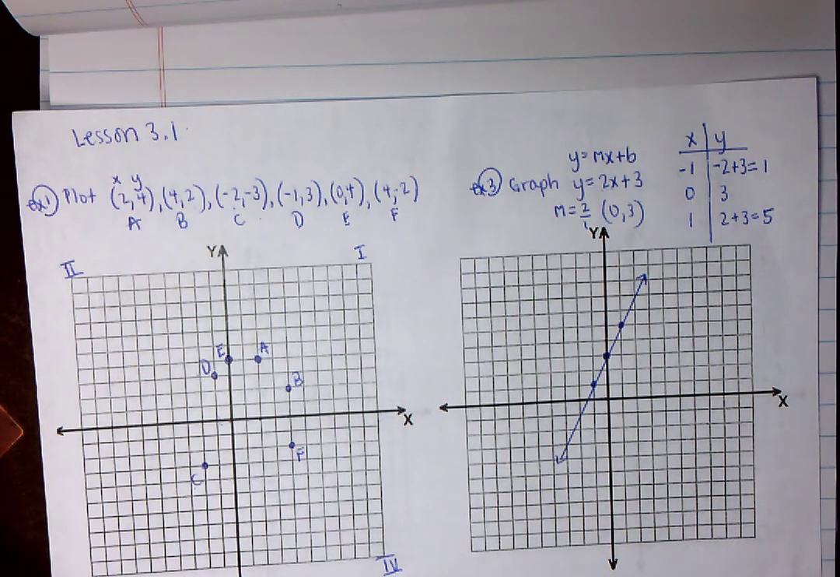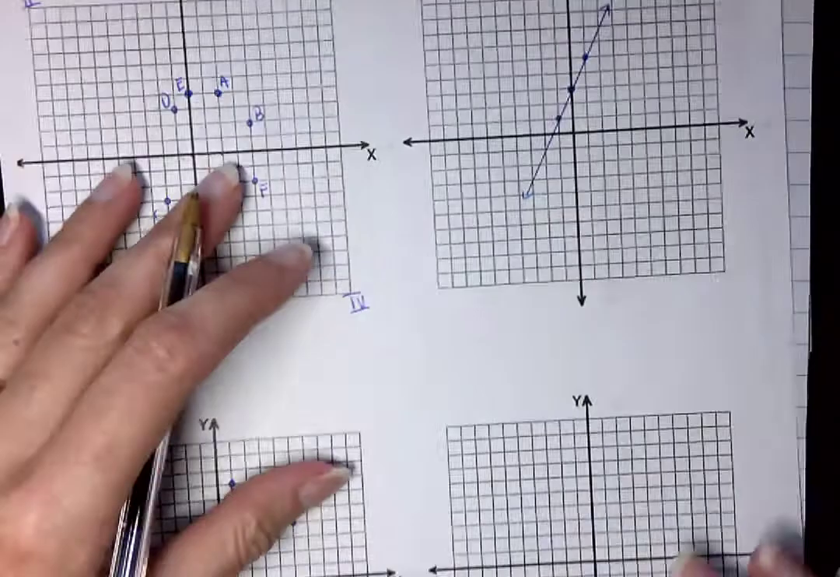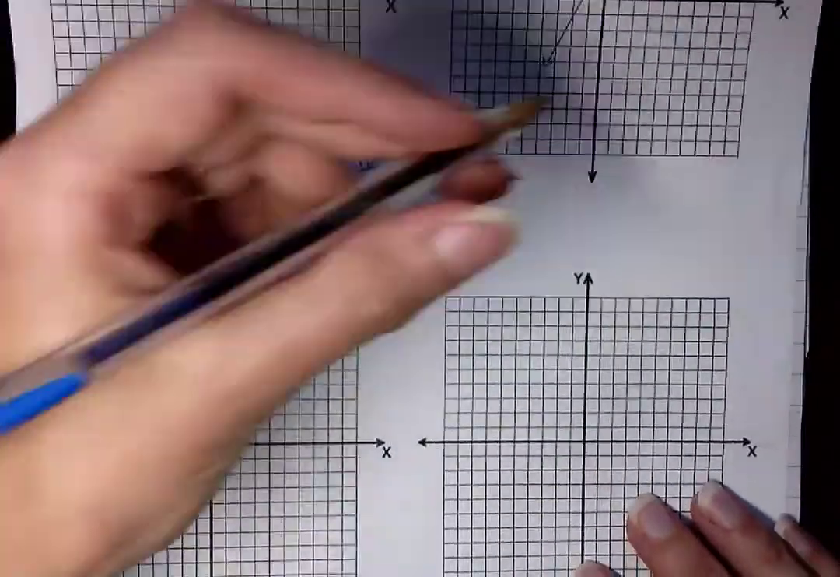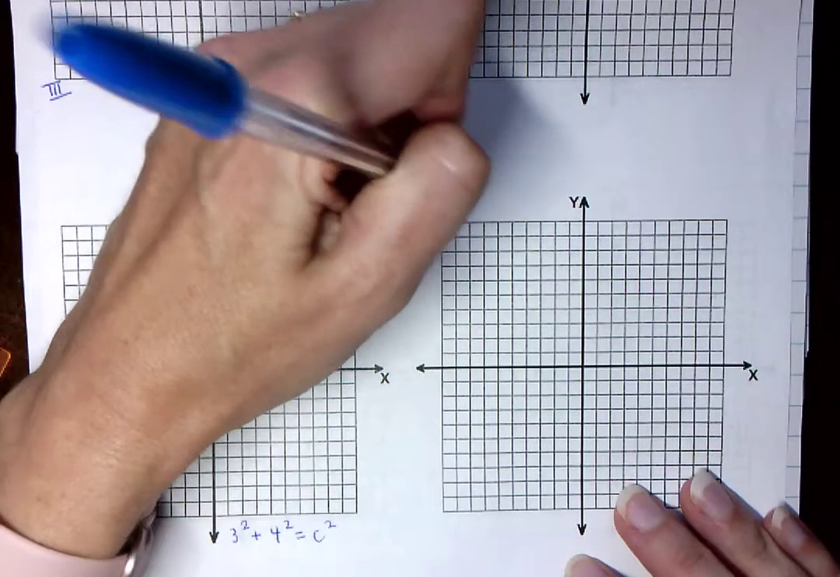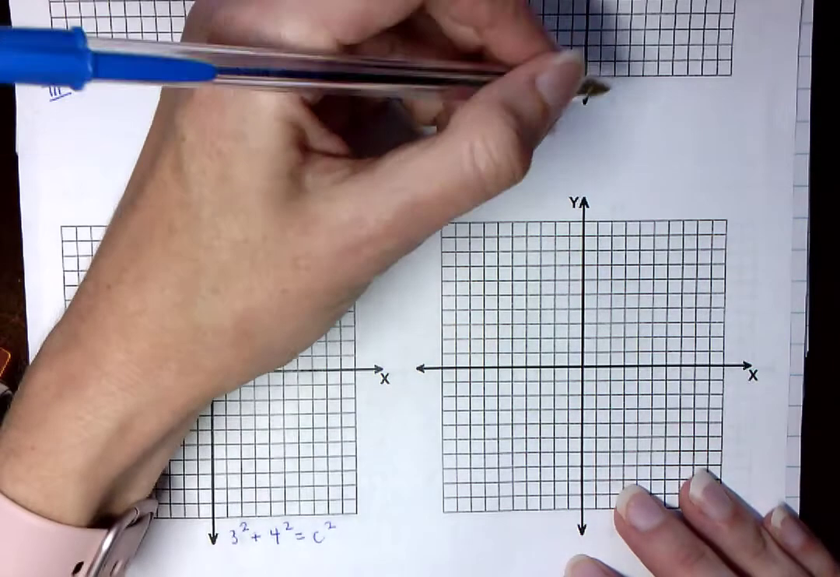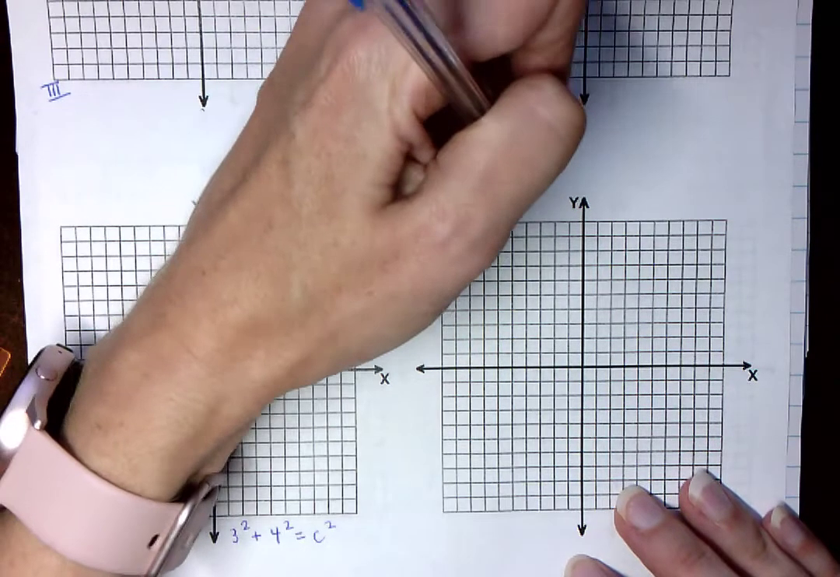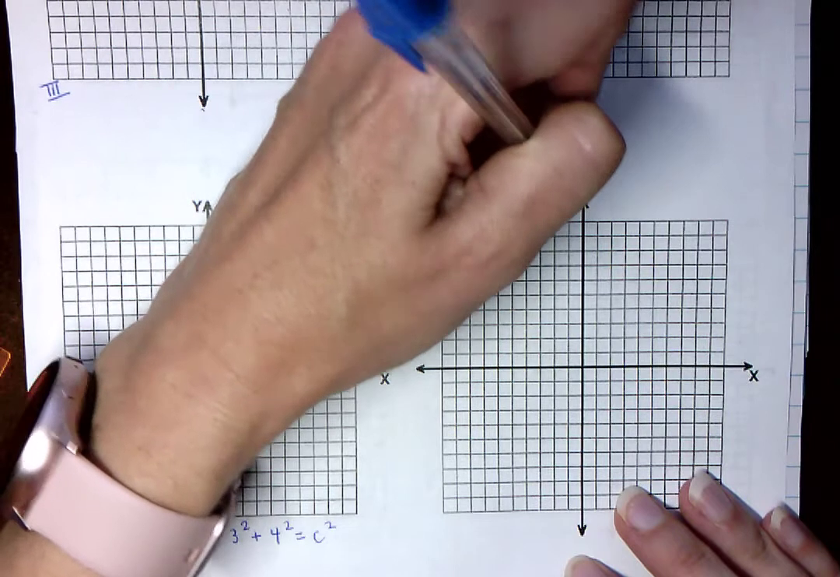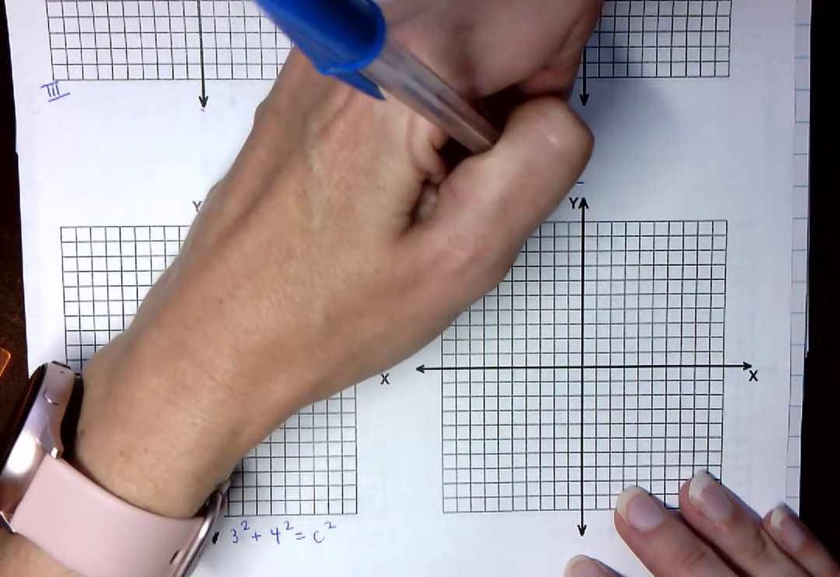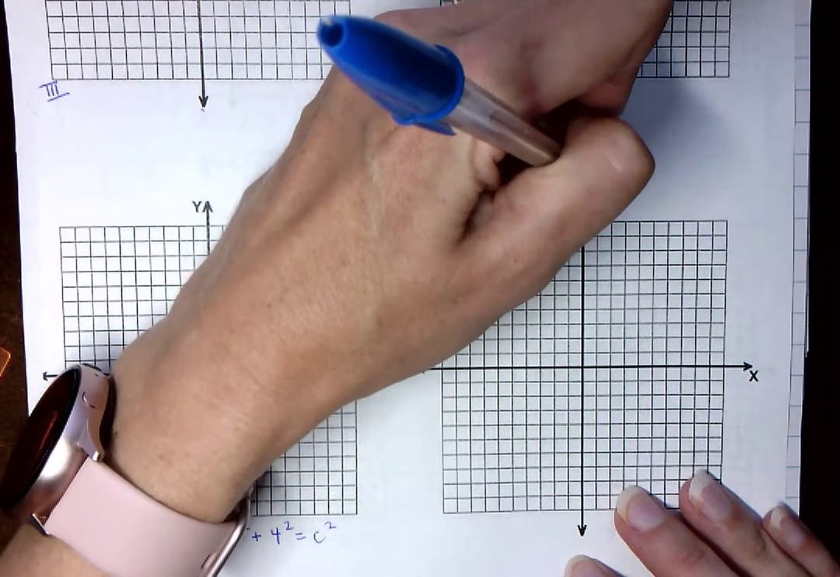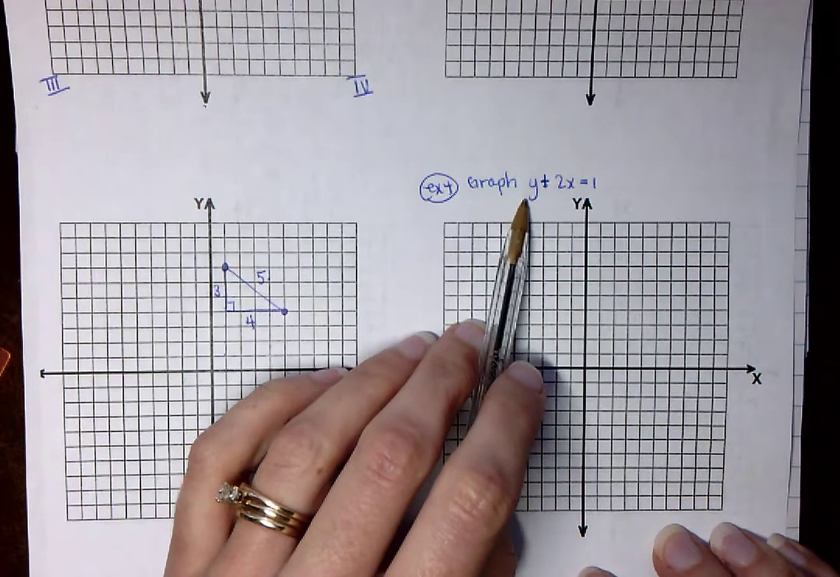So another example, here's example 4. So I'll move this up, and hopefully you can see that there. So example 4. So it says, graph y plus 2x equals 1. And then it says plot at least 4 points.